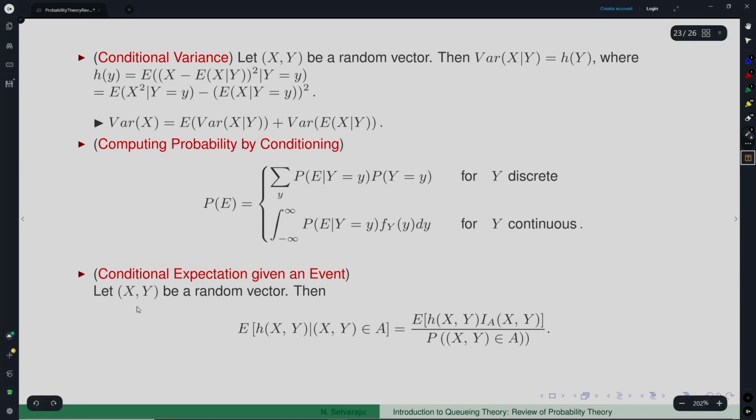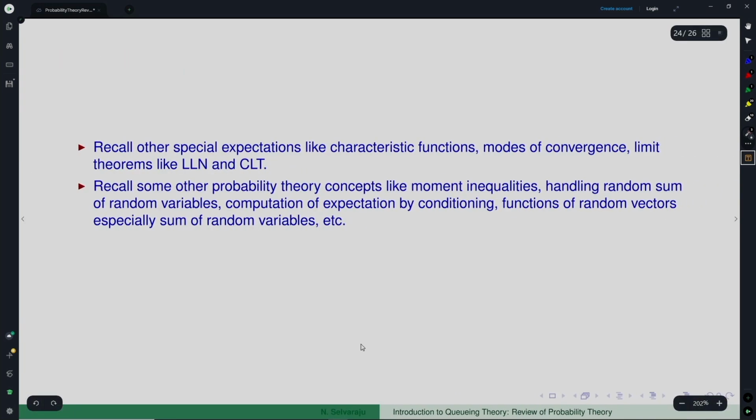Now, again you can talk about conditional expectation of a random vector given a particular event, like this is again an event, but this is some generic event that we can take. Sometimes we may have to do this kind of computation. You may also recall some other special expectation like the characteristic function. As I said, this is essentially expectation of e to the power i t x.